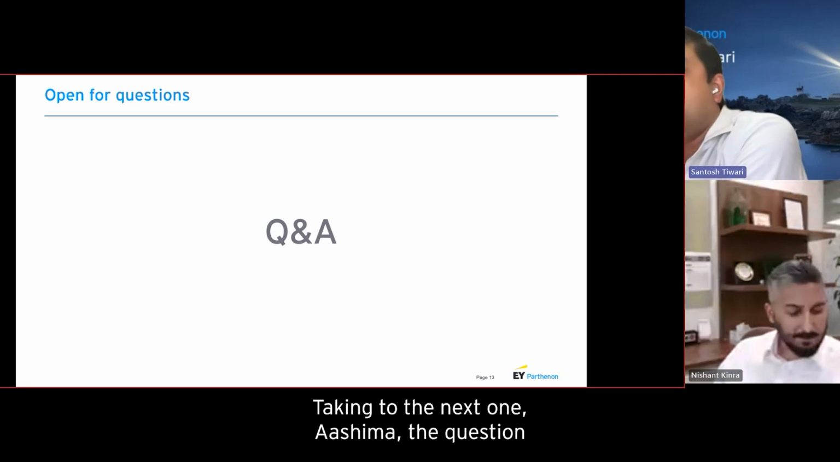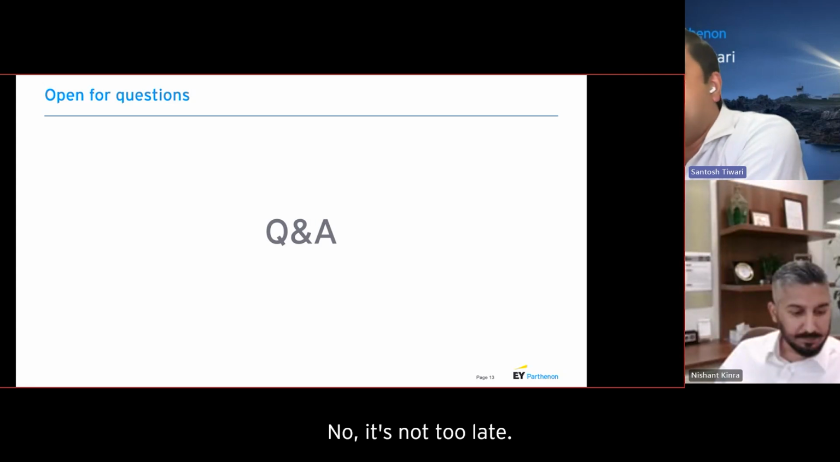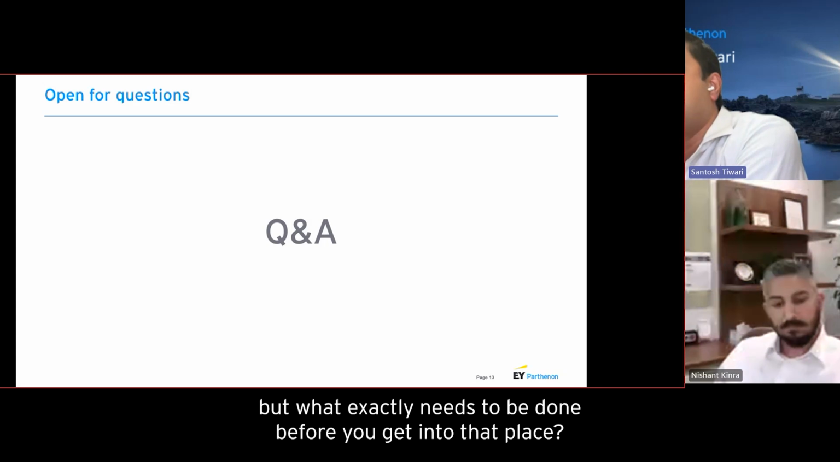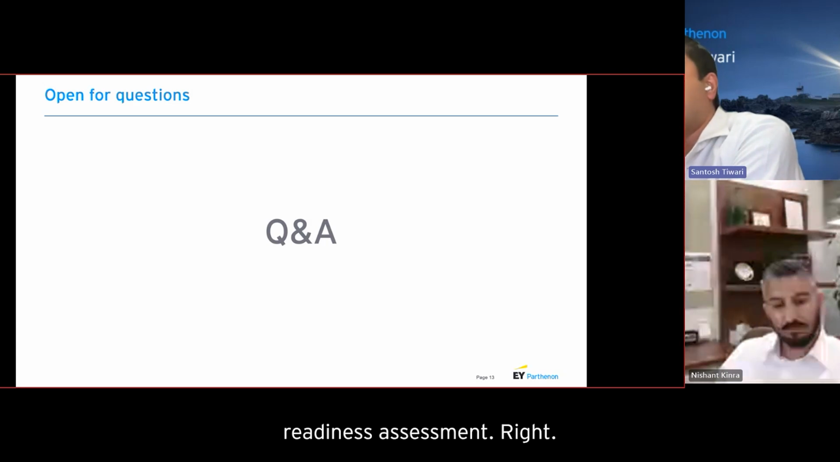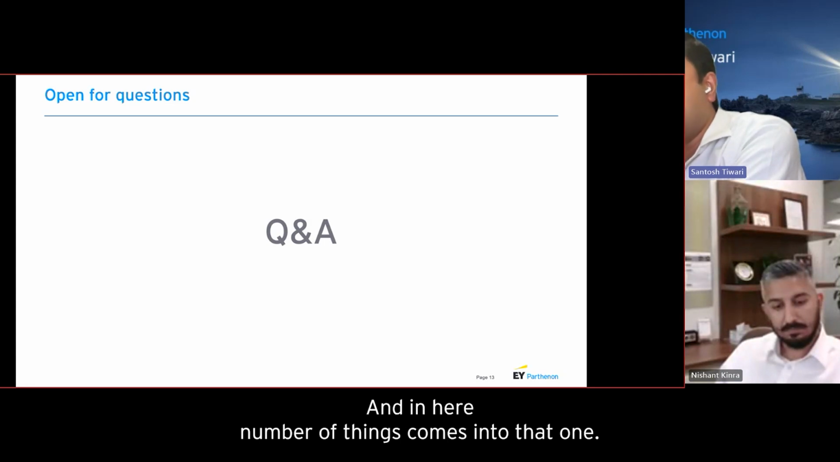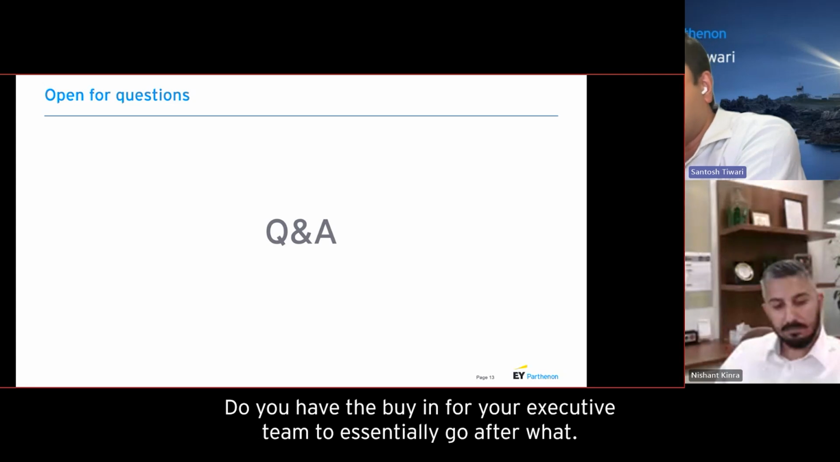Taking the next one, Ashima, the question about if they have not started their AI journey: no, it's not too late. We won't say that it is too late, but before you get into that place, I think there is a big activity required in terms of the whole readiness assessment. Are you ready for AI, in very simple terms? And a number of things come into that. What kind of data do you handle? Do you have the buy-in from your executive team to go after that?